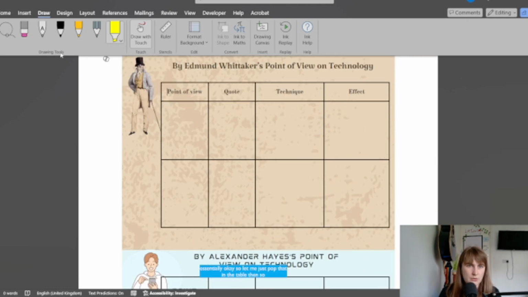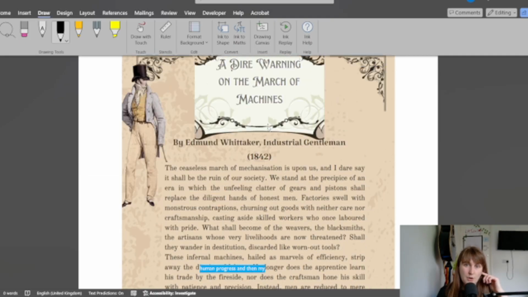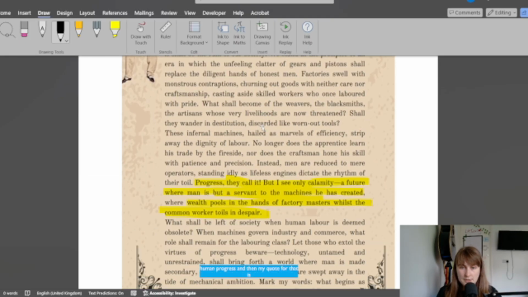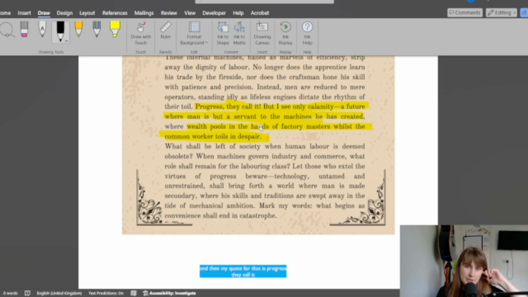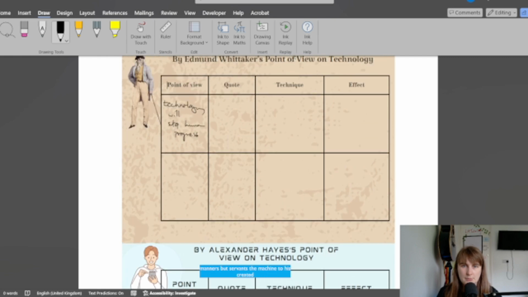So point of view, firstly, is that technology will stop human progress. And then my quote for that is, progress they call it, I only see calamity, a future where man is but a servant to the machines he has created. This might take me a couple of minutes.